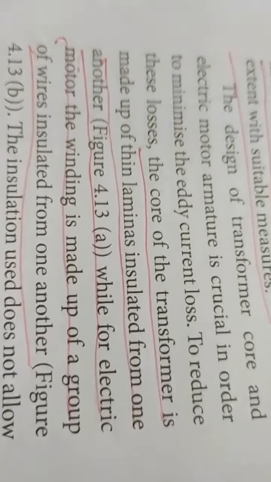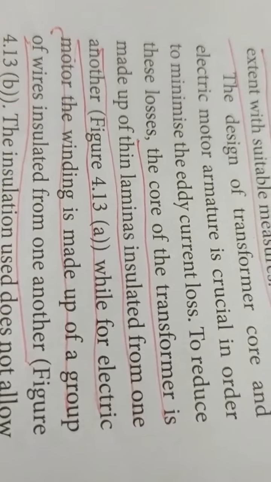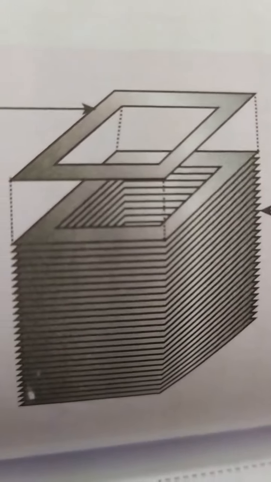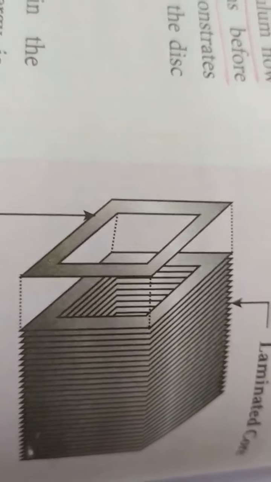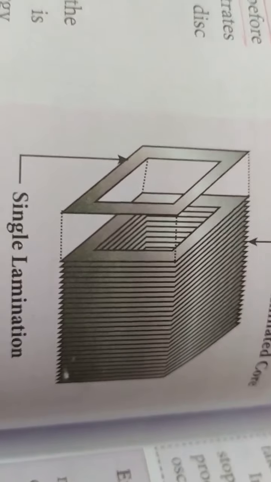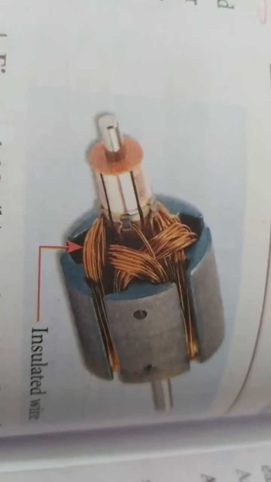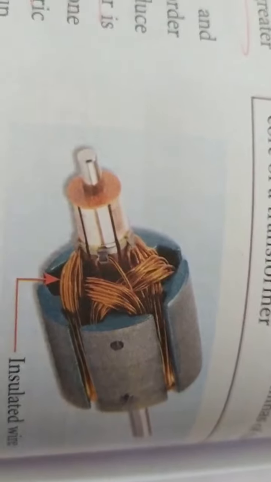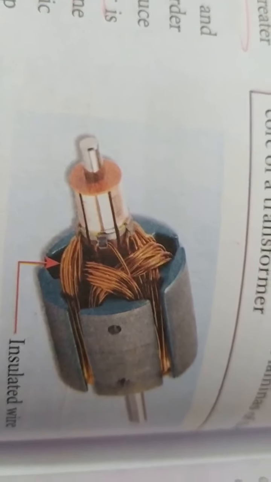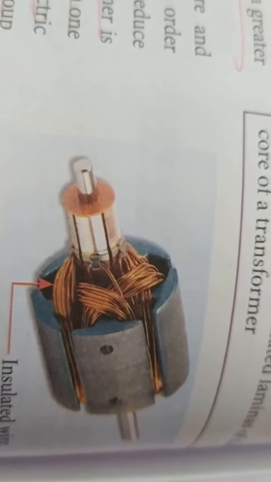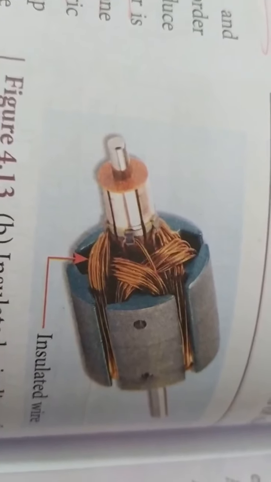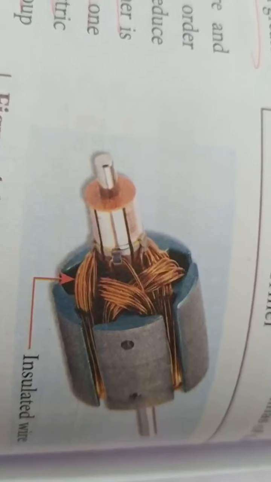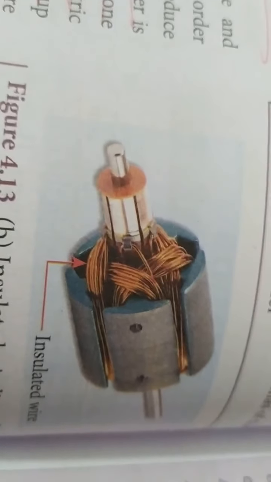In the case of an electric motor, the winding is made up of a group of wires insulated from one another. You see this diagram, here the plates are laminated. Laminated means they are cut into thin slices and can be used. This core is called a laminated core. In this diagram, for the electric motor, the wires are insulated. Insulated means a protective layer is placed on the wire. This insulated wire will avoid the eddy currents. Because of this insulation, the eddy currents are avoided.